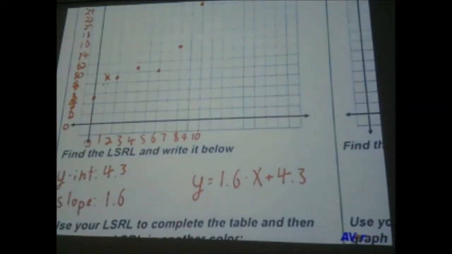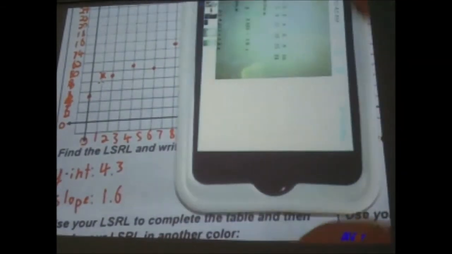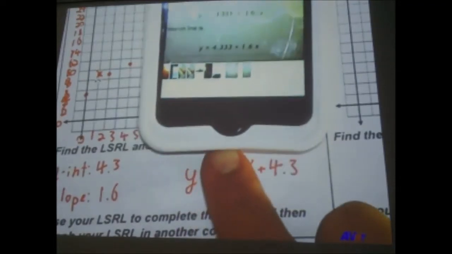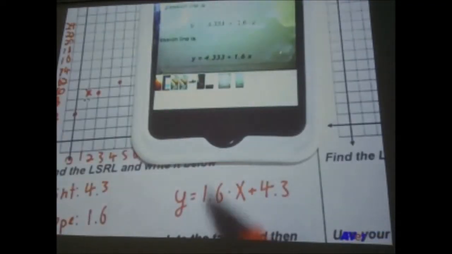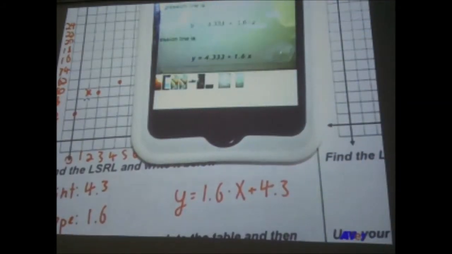In the example on the LSRL calculator, we end up getting 4.33 plus 1.6x. So all we did, as you can see, is we put the 1.6x in front and the 4.3 on the back. Doesn't make any difference. So from there it says use your LSRL to complete the table and then graph your LSRL in another color.